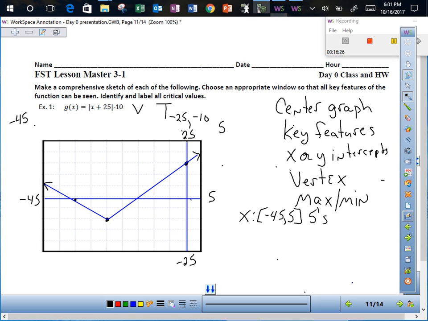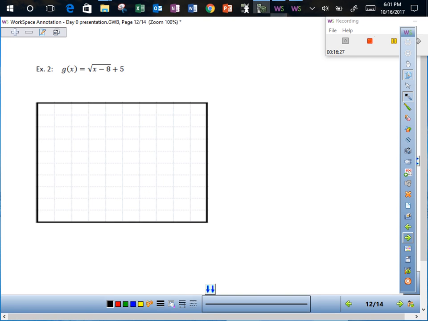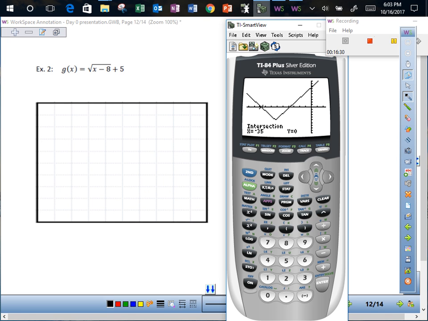I'll try to pick the pace up a little bit on this one. If you would, come in and let's graph the square root of x minus 8 plus 5. So second square root, x minus 8, get out of that, plus 5. Now guys, some things that I know. Let's go ahead and zoom 6 this so I can get back to our normal. Okay, notice that I'm way over here.